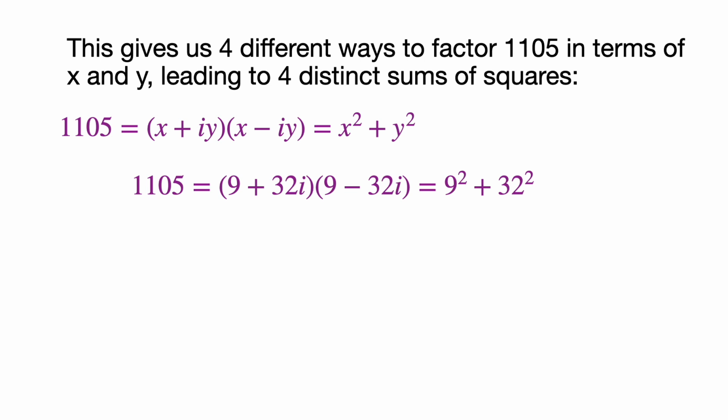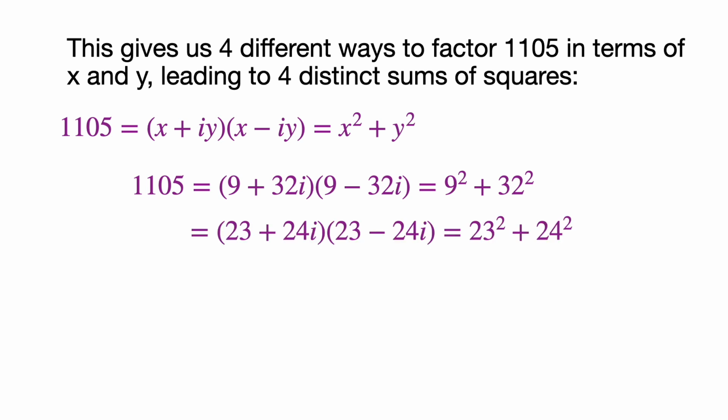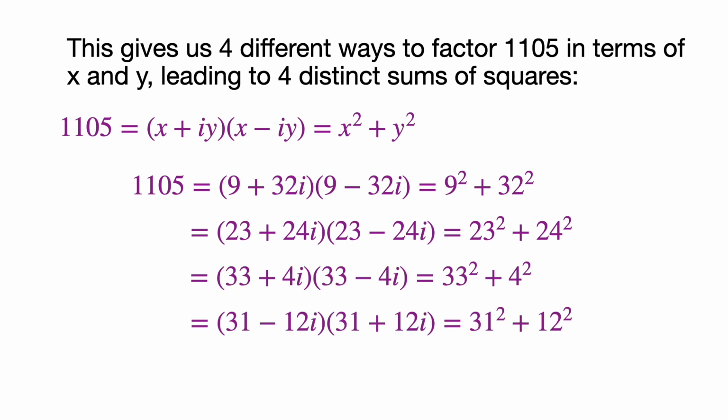That will lead us to 4 distinct sums of squares. The first one being 9 plus 32i times 9 minus 32i. Those conjugate pairs in Z[i] give us 9 squared plus 32 squared. So 9 is x and 32 is y. And the next one, 23 will be x and 24 will be y. And then 2 more. And all of these are sums of squares that add to 1105.